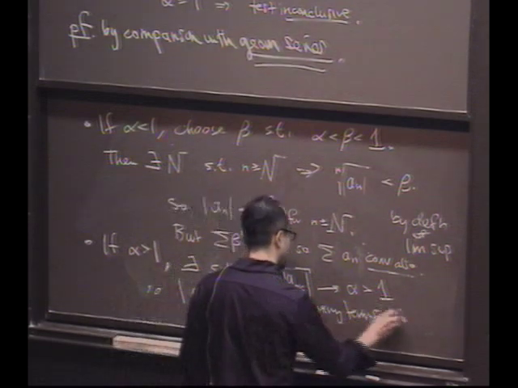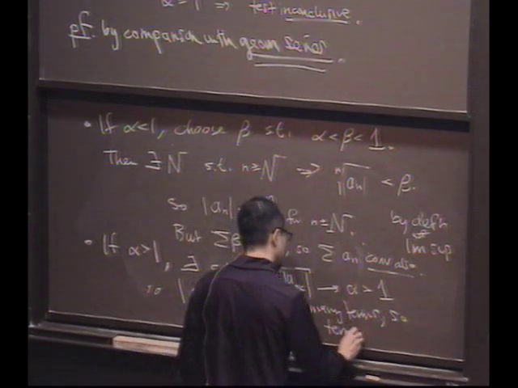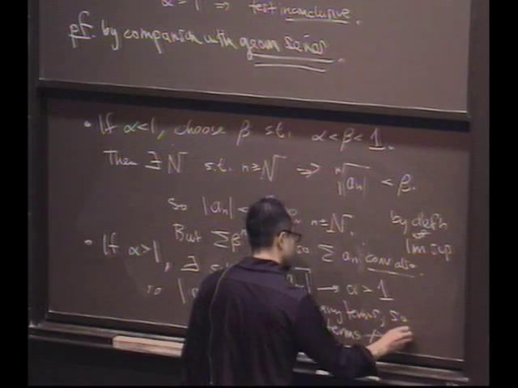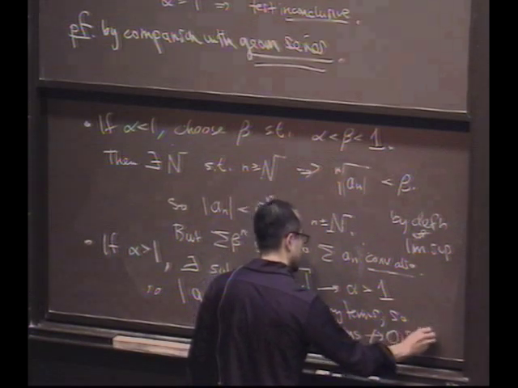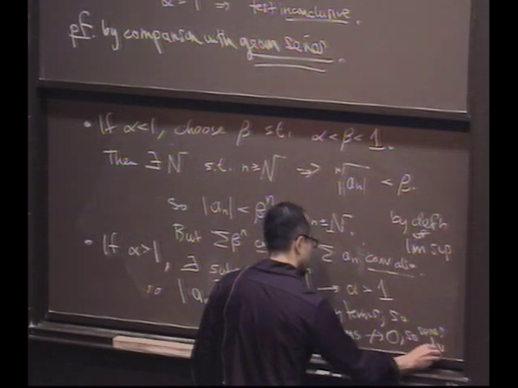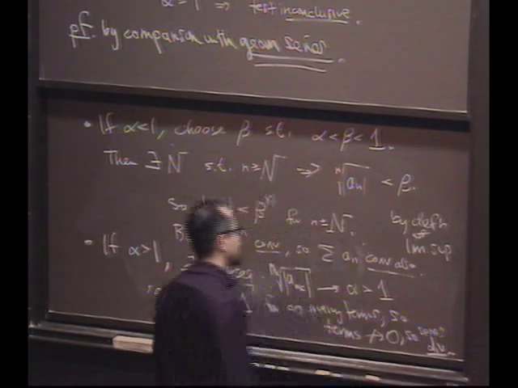So the terms don't go to 0. Terms do not go to 0. So the series diverges. There, that's the basic message.